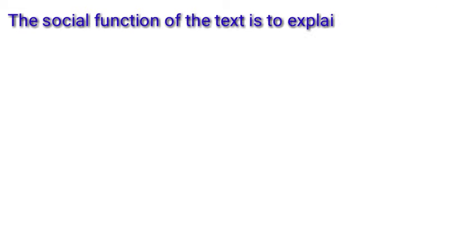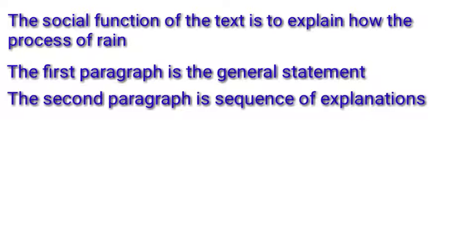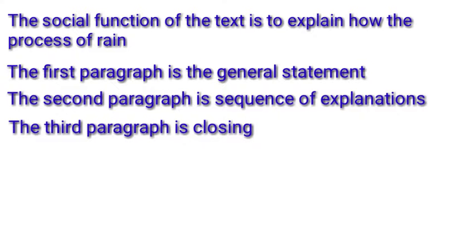The social function of the text is to explain how the process of rain happens. The first paragraph is a general statement. The second paragraph is a sequence of explanations. And the third paragraph is closing.